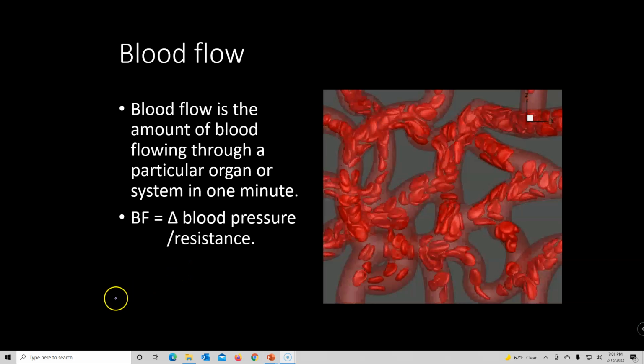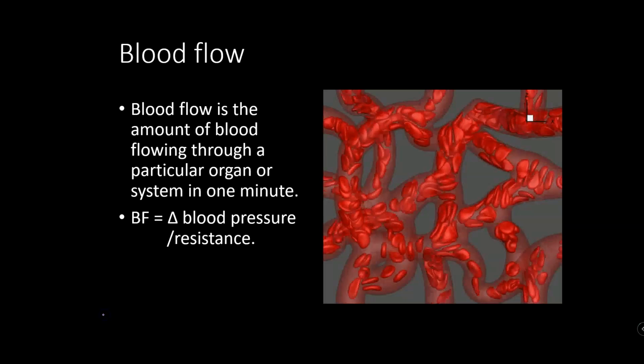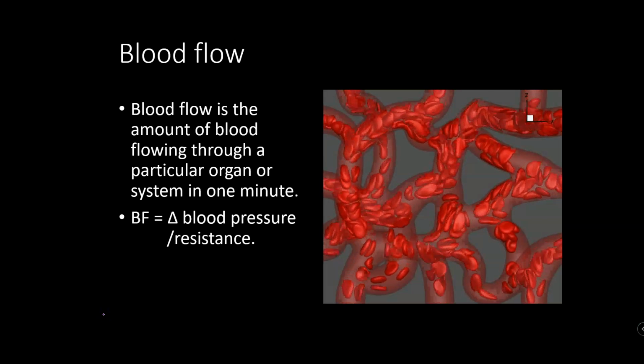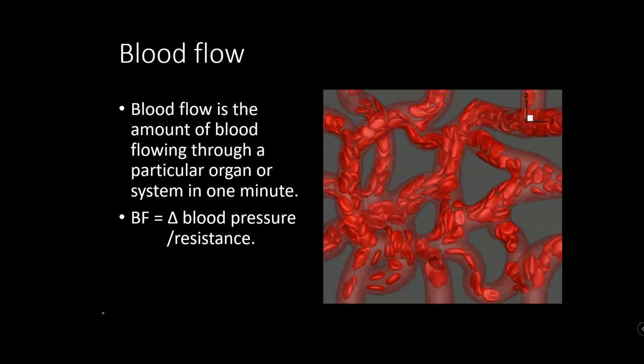All right, in this video, we're going to be picking up at blood flow. As the slide says, blood flow can be the same thing as cardiac output if you're talking about the whole body system. I like to try to differentiate it and say that it's just blood flow through a particular organ, like blood flow through the liver, blood flow through the brain, whatever.